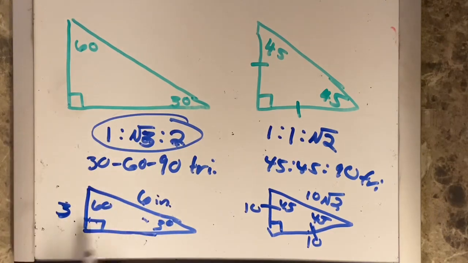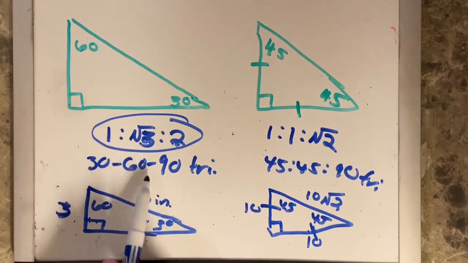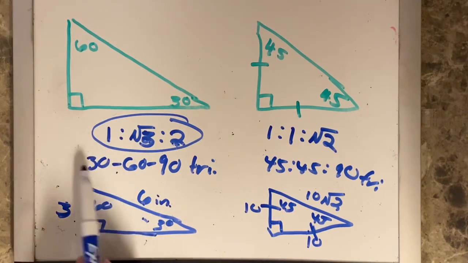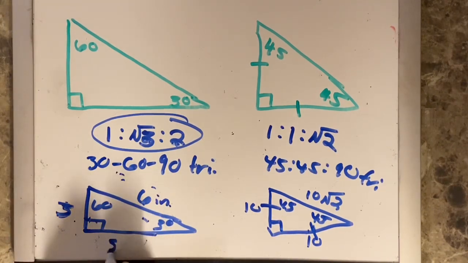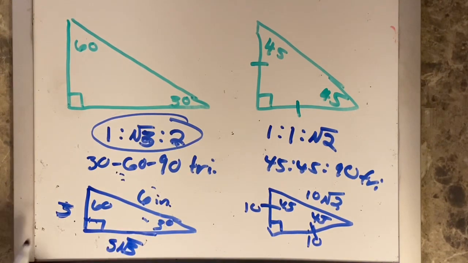And the second smallest will be directly across from the 60, because 60 degrees is the middle angle out of the 3. All right, so this is a 3. So that means this will be 3 square root of 3. Basically, you multiply the square root of 3 to the smallest side. So bring the 3 right here and multiply by square root of 3.